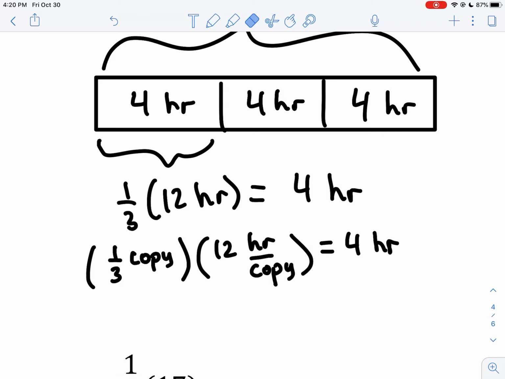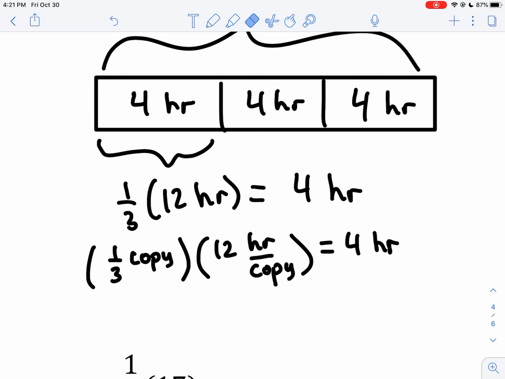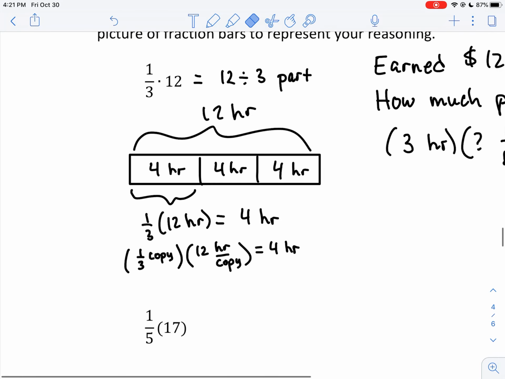Now, most people will feel uncomfortable forcing these units in here. I put the words copy and copy here, and it felt like I was forcing that into play. But I want you to think that even when you're doing 1/3 of something, you still have the basic structure of multiplicand times multiplier. It's just that the unit on the multiplier, maybe you could say, is a copy.